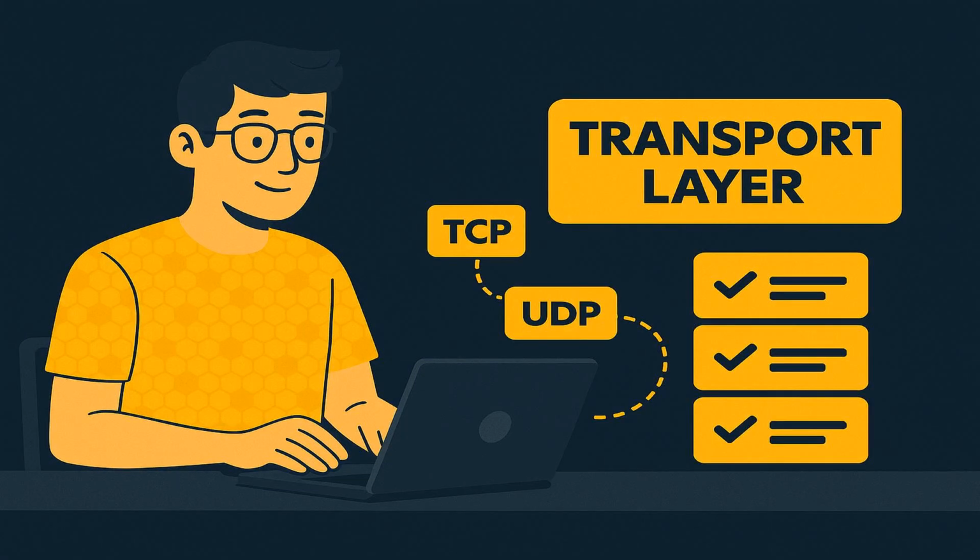Now onto the transport layer. Think of it as the post office. It ensures that the data sent is received accurately and in order. It uses protocols like TCP and UDP to manage things like data flow control and error checking.